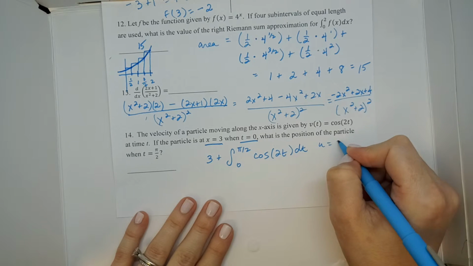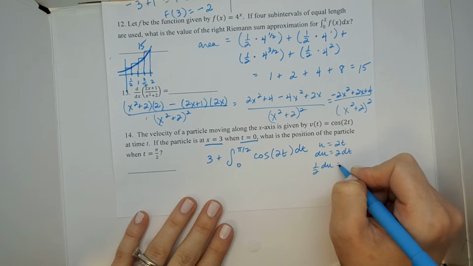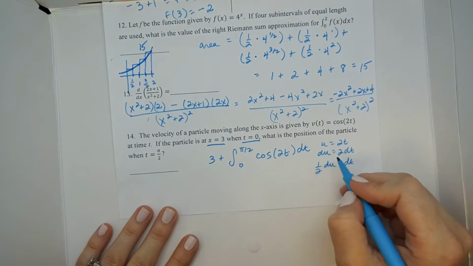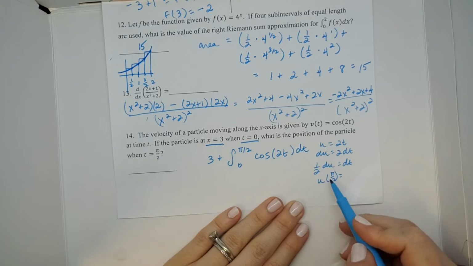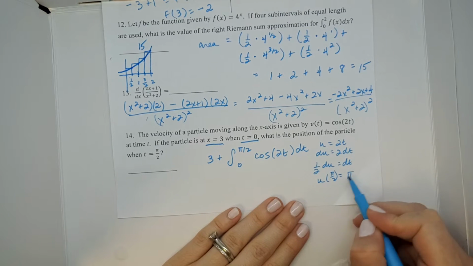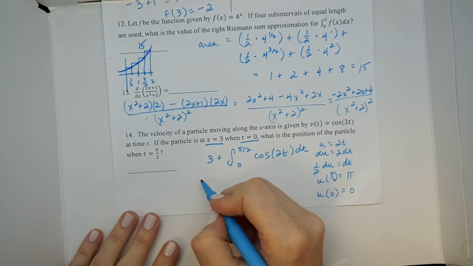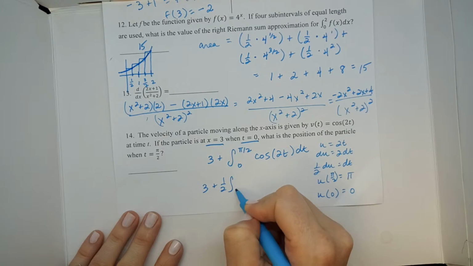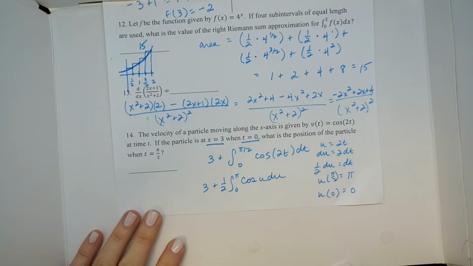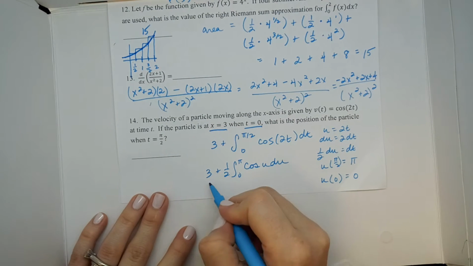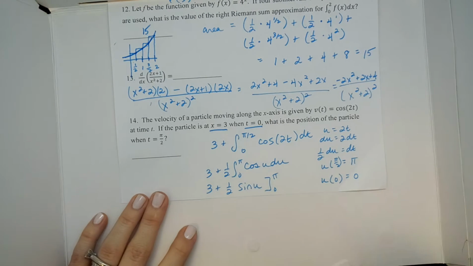Okay, so let's let u equal 2t. So du is 2 dt, so 1/2 du is dt. Then we need to find u of pi over 2 and u of 0. So u of pi over 2, 2 times pi over 2 is pi. U of 0 would be 0. So we have 3 plus 1/2, the integral from 0 to pi, of cosine u du. The antiderivative of cosine is sine. So we have 3 plus 1/2 sine u from 0 to pi.